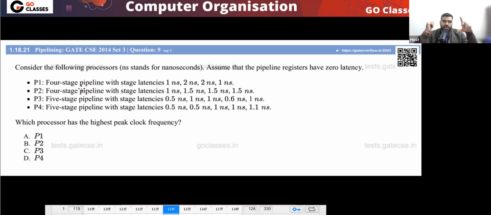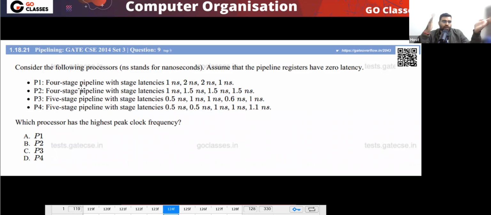Tomorrow night we will continue this pipeline. I will cover each and every GATE question; I will not leave any GATE question. For cache memory, Sachin has already covered all the GATE questions, both complicated and easy ones. Similarly for the pipeline, each and every GATE question we will cover along with some standard questions.